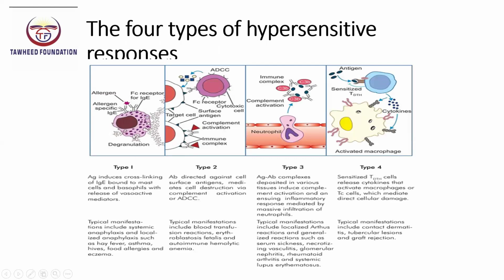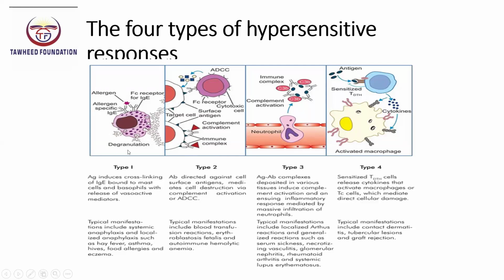When an allergen such as pollen or food protein enters the body, it binds to IgE antibodies that are already attached to mast cells and basophils through their Fc receptors. So the cross-linking of IgE molecules triggers degranulation. The mast cell releases histamine, leukotrienes, and other vasoactive mediators.